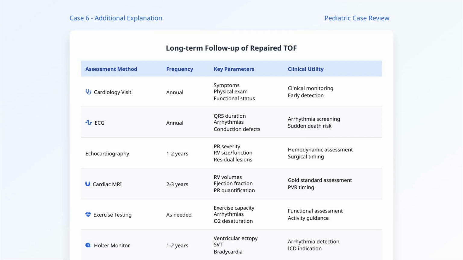Arrhythmia surveillance with Holter monitoring is important as ventricular arrhythmias can occur and may be associated with risk of sudden cardiac death. Indications for pulmonary valve replacement include severe pulmonary regurgitation with right ventricular dilation, decreased exercise capacity, and arrhythmias. Other potential long-term issues include aortic root dilation requiring monitoring, residual right ventricular outflow tract obstruction, and branch pulmonary stenosis. Lifelong specialized follow-up in adult congenital heart disease clinics is recommended for these patients.